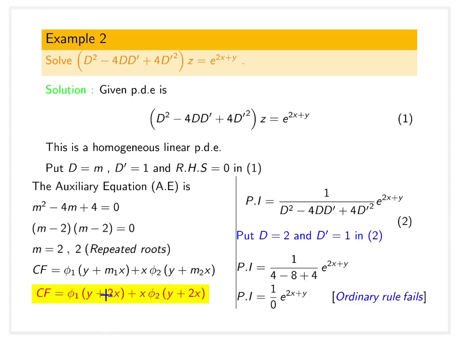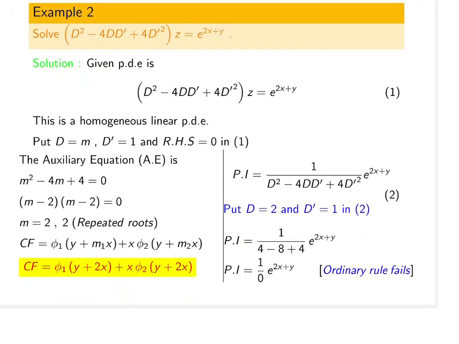Since there are repeated roots, the complementary function is phi 1 of y plus m1x plus x into phi 2 of y plus m2x. So therefore for the complementary function, instead of m1 we replace 2 and for m2 we replace 2. Since it is a repeated root, we multiply by x here. So next we go on to find the particular integral.